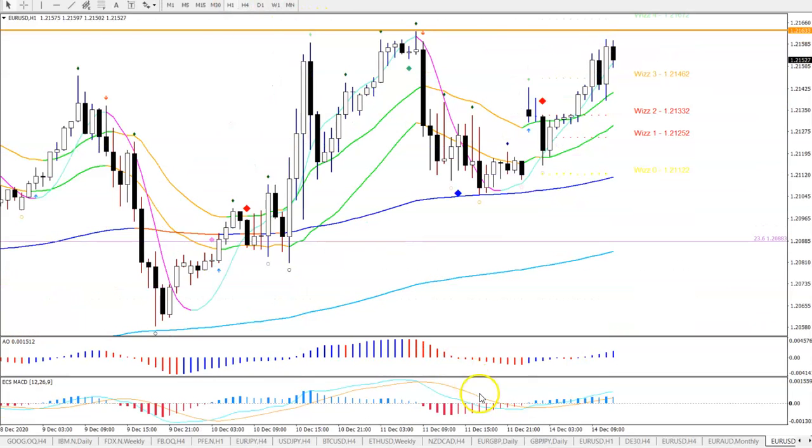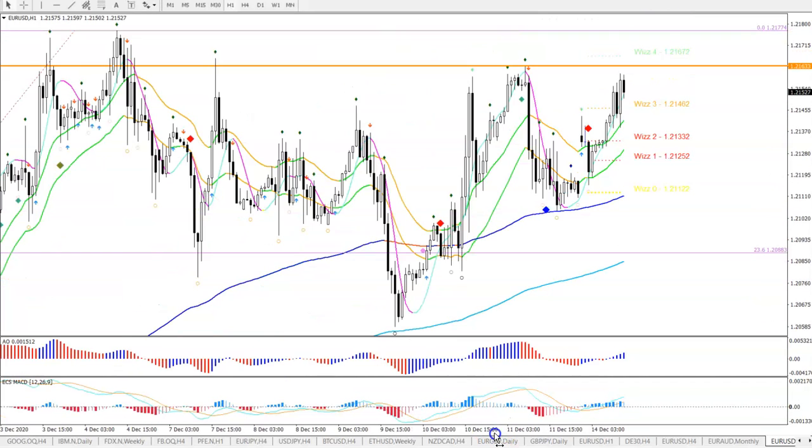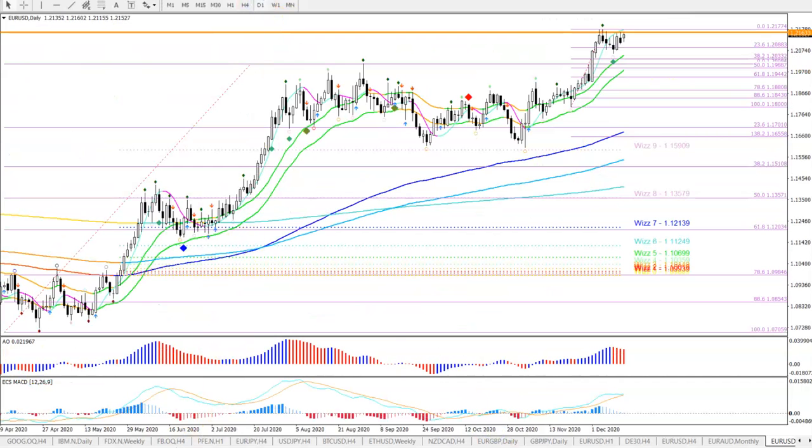So on the hourly chart, I don't think we'll see much new info. So that is about it for the euro dollar.